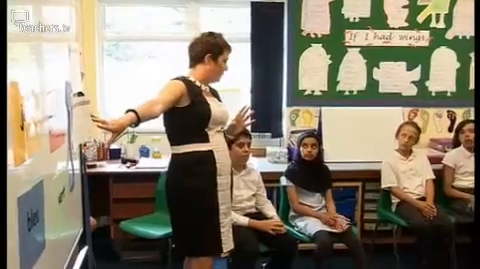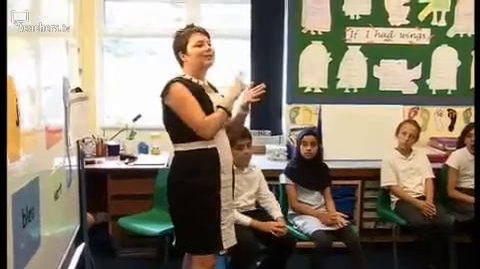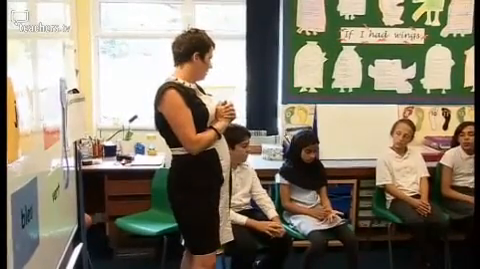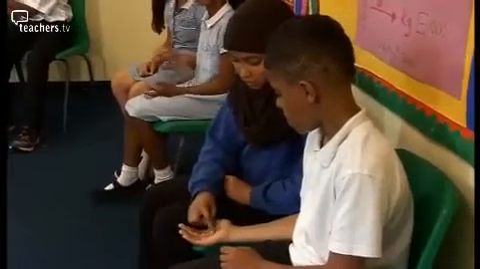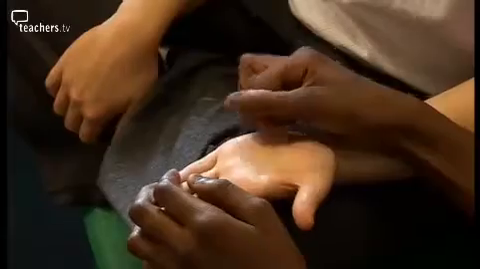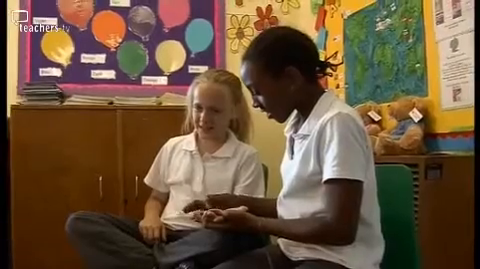So the words will still be on the board for them to see. We start off with a pair work activity where each child writes on the palm of a partner's hand with their finger, spelling out a word, and the partner has to guess what word they're writing.